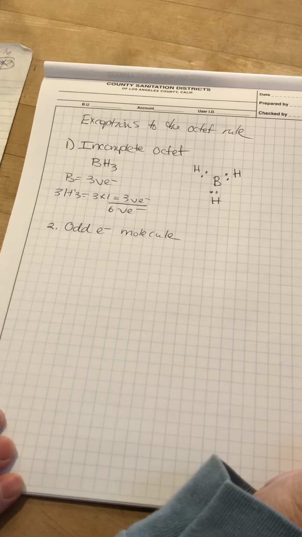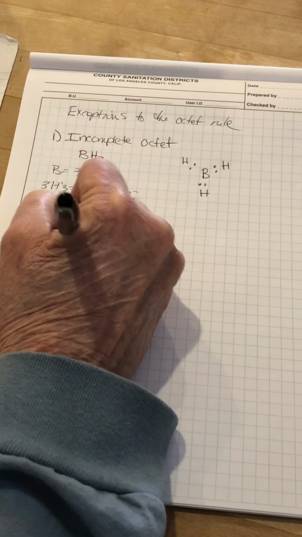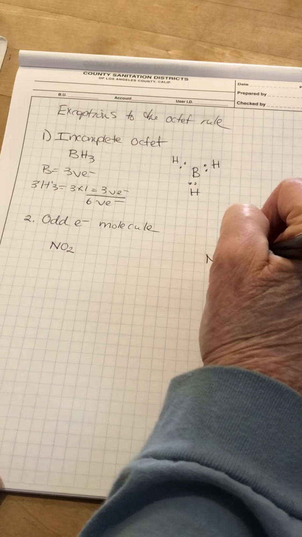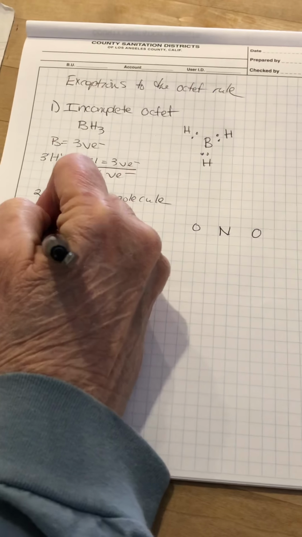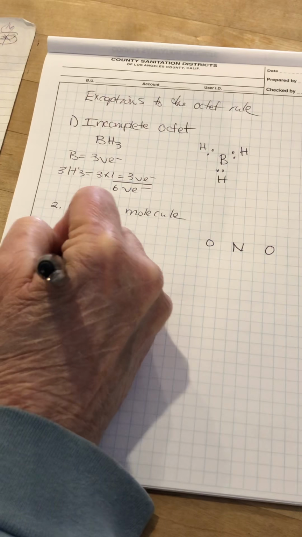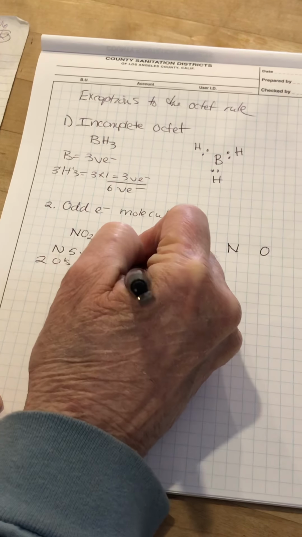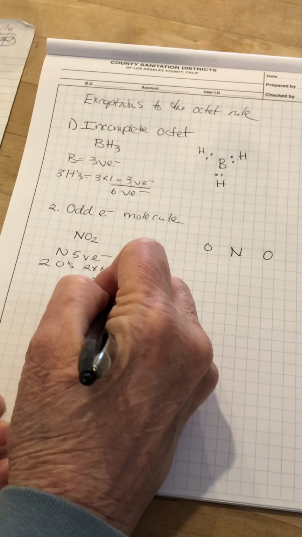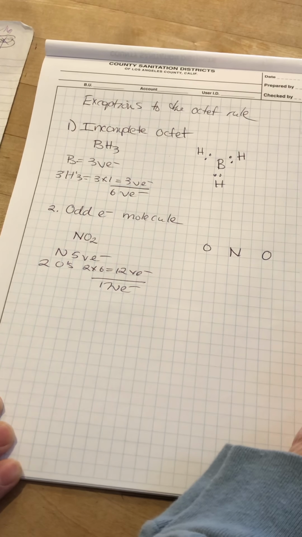So, for the sake of it, let's do NO2. Skeletal structure would give you nitrogen in the center and oxygen on the outside. Nitrogen has 5 valence electrons. 2 oxygens are going to give you 2 times 6, or 12 valence electrons. If we total those up, we get 17 valence electrons. So let's start putting them around here.